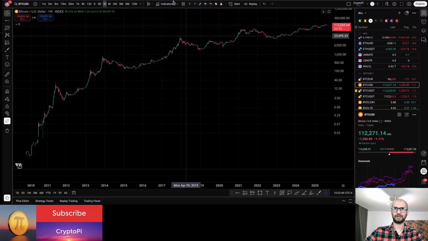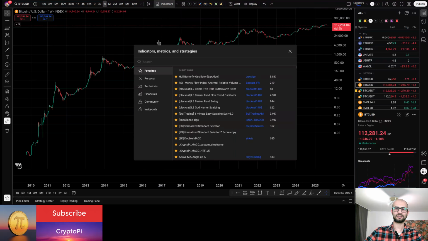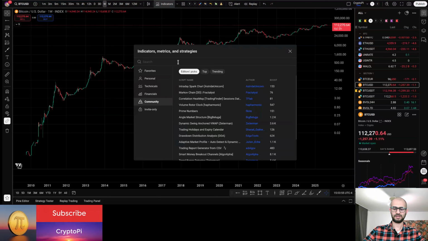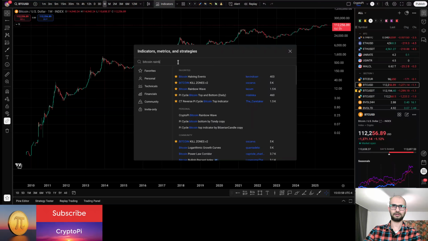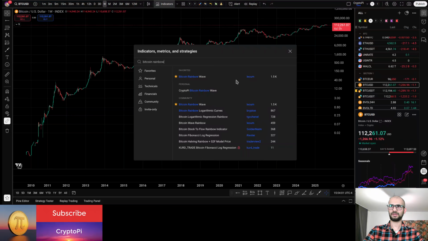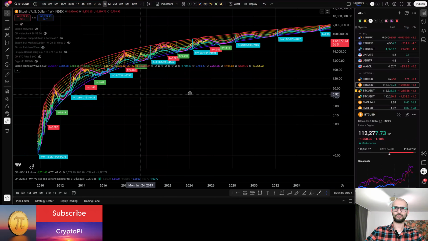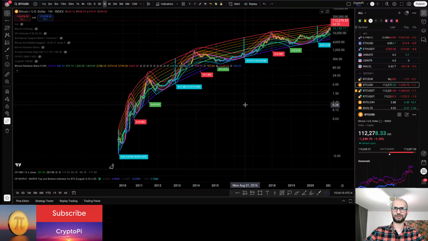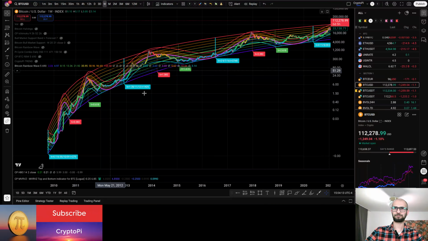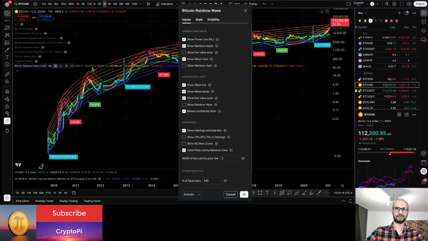The indicator which I'm talking about is when you go to indicators here in TradingView and go to community, and if you type Bitcoin rainbow wave, this one, I have already selected the indicator. What pops up is some form of wave which is already fitted to your price action, and there are numerous settings which you can adjust to find out where the top or the bottom would be, though it's quite easy to understand directly from what the settings are.